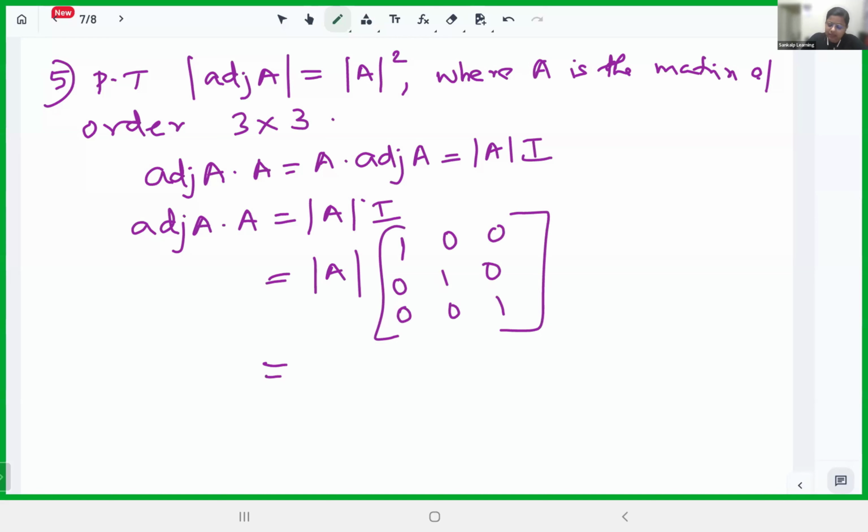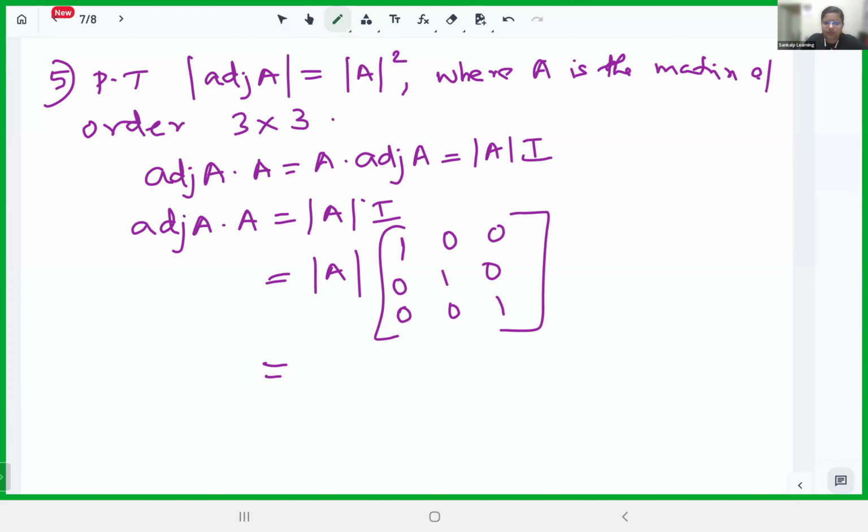If you take this determinant A, it is a scalar value. It is a number, right? So how will you multiply a scalar to a matrix? You have to multiply the scalar number with each value, right? Here all these values are 0 except the diagonal elements, which are 1. The diagonal elements are only 1.